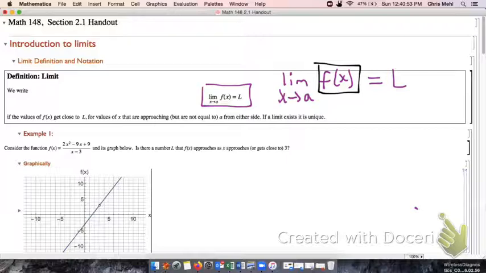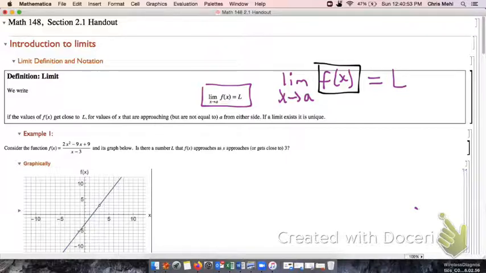Okay, so again, the main idea here is, and you can read underneath what it says in words, you write the limit of f of x as x approaches a equals L if the values of f of x get close to a specific value L for values of x that are approaching a but not equal to a from either side. If a limit L exists, it is unique, so a function cannot have more than one limit.